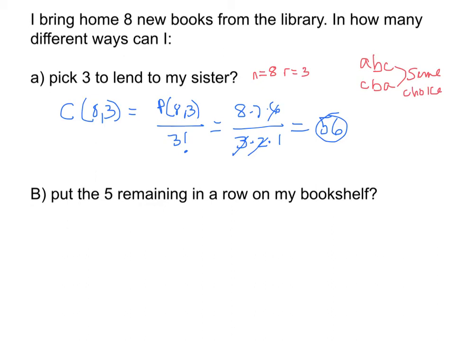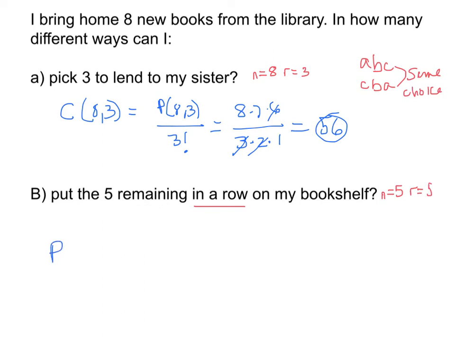Fantastic. Now let's take a look at the next problem. The next problem says, in how many different ways can I put the 5 remaining in a row on my bookshelf? Well, clearly this phrase in a row should be your hint that this is a permutation. Now in this example, our N is no longer 8, because we've gotten rid of 3 of the books. Our N is now 5. And since we're putting all 5 of our books on the bookshelf, our R is 5 as well.